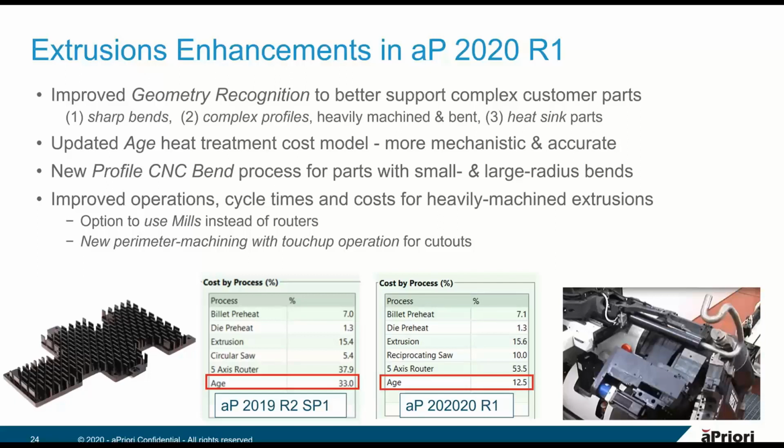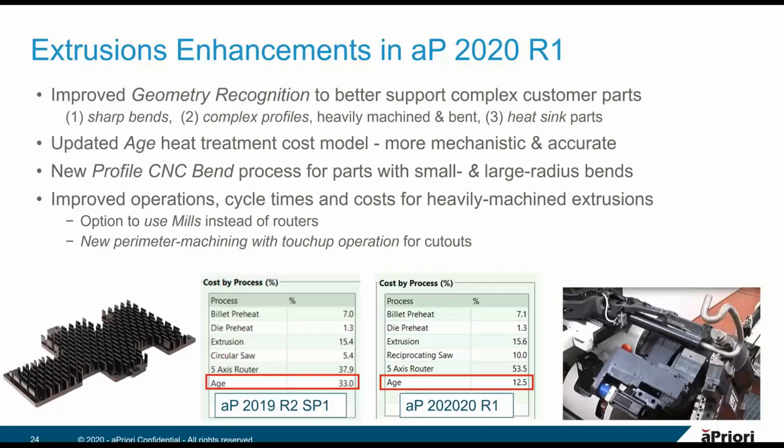We've also updated the age heat treatment process. The age process is included in the extrusion routings by default. And what we noticed is that in many parts, it seemed like it was contributing too high of a percentage of the fully burdened cost. So we looked at the cost model. It was one of our older cost models, and we made it more mechanistic. Previously, it was based on a simple cost per mass heuristic that we had some empirical data to support, but now it's based on a full mechanistic model: how big is the part, how many can fit in an aging oven, how long is it in the oven, what are the overhead rates of the oven, and so forth.